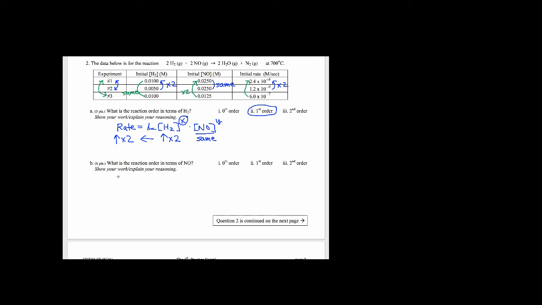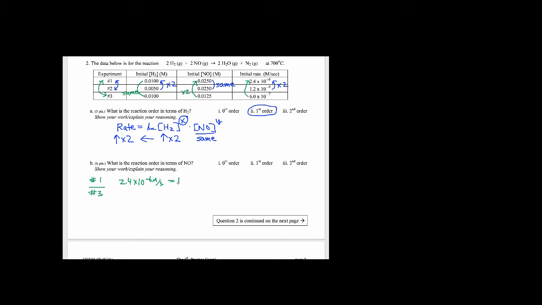Now, let's do this one the other way. Rather than just sort of thinking it through, let's actually grind it out by making a ratio of rate laws for experiment number 1 over experiment number 3. For experiment number 1, we know that the rate is equal to 2.4 times 10 to the minus 6th molar per second.